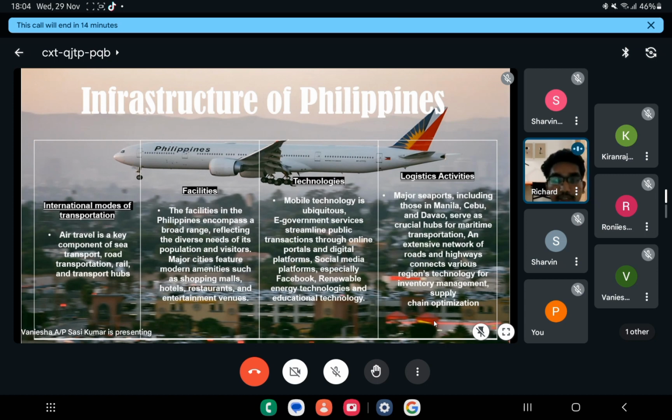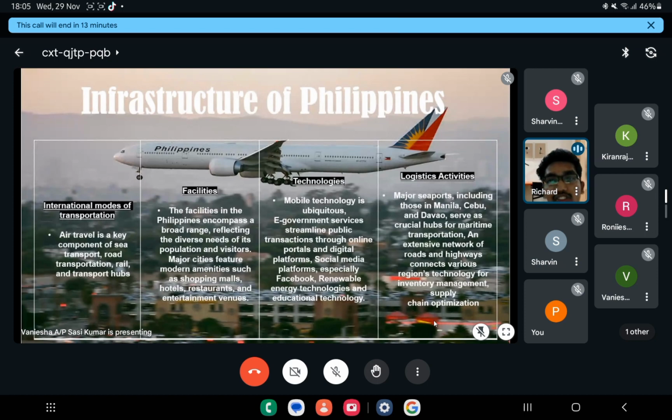Okay, going to the second one, facilities. The facilities in the Philippines encompass a broad range, reflecting the diverse needs of its population and visitors. The major cities feature modern amenities such as shopping malls, restaurants, hotels, and entertainment venues.